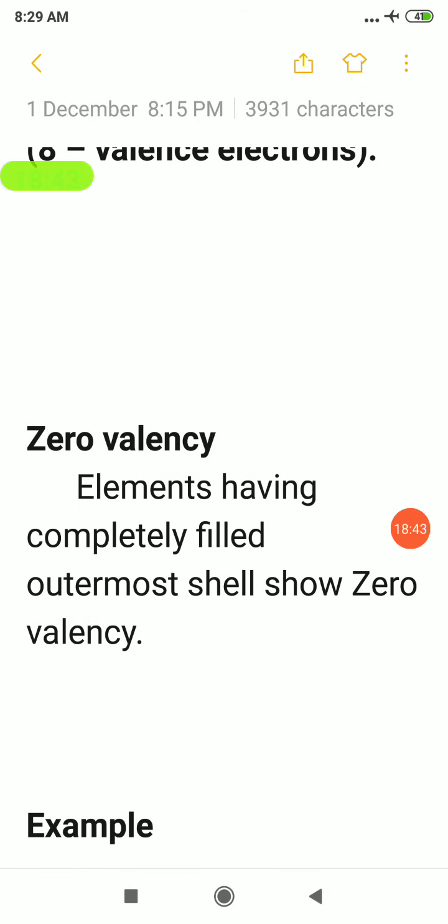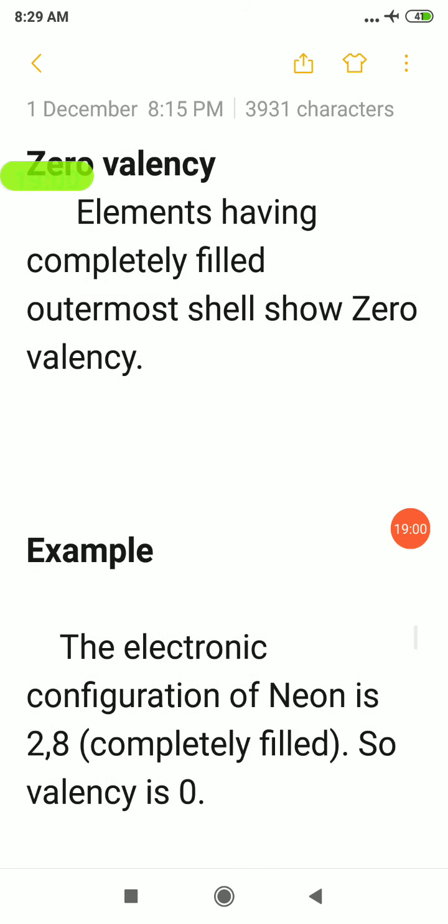Then there are certain elements said to possess zero valency. What is zero valency? They show inert nature towards bonding, because they have completely filled electronic configuration, so those elements are said to possess zero valency. An example is given, that is neon. Okay, so with this valence electrons and valency is over.